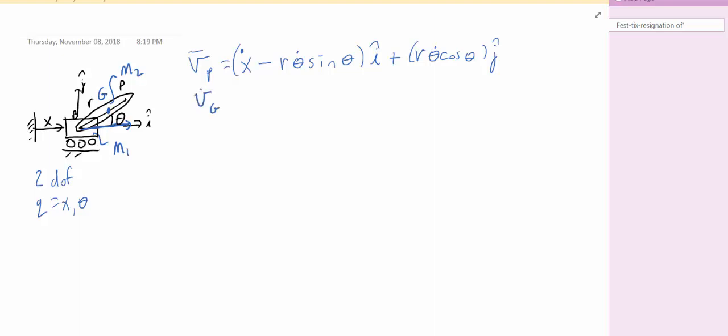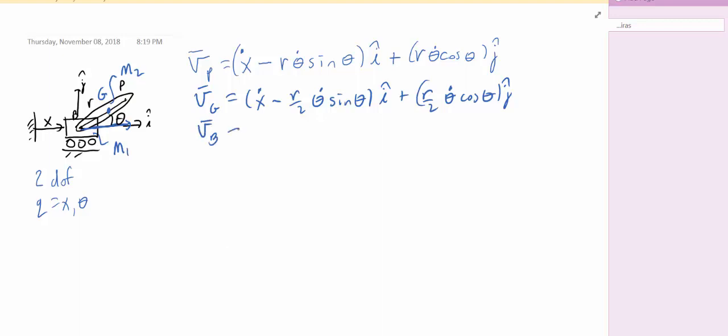So the velocity at G, I can either take out another kinematics table or recognize that if I assume, let's say, that G is halfway, it would be minus r over 2 theta dot sine theta I plus r over 2 theta dot cosine theta j. VB is simply x dot I. And again, we've done that many times in class. All right, so we want to create equations of motion.